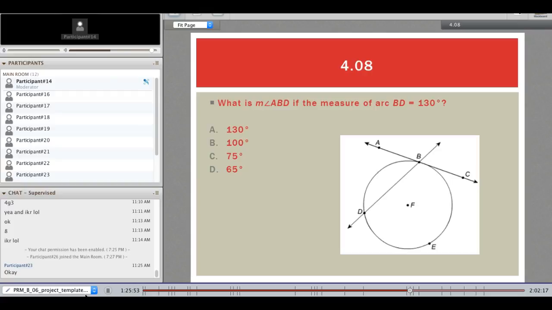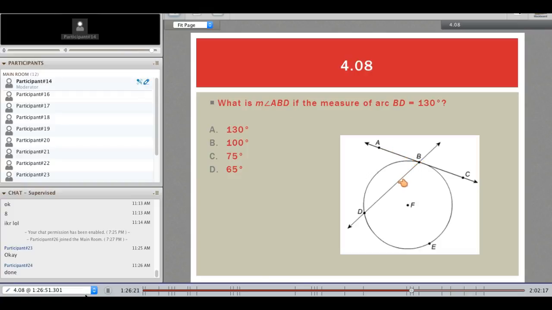All right, so this one I think you'll get a chance to give it a try. Let me change your polling tools to A through D. So if you finish this before I do, enter in A through D up there. Okay, so it says, what is the measure of angle ABD? Here it's really important to notice the notation. So this is wanting an angle measure between two lines, angle ABD, if the measure of arc BD is 130.